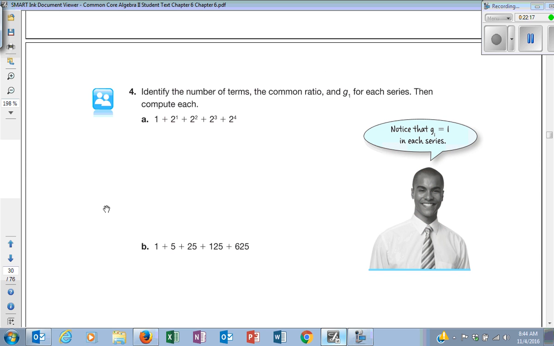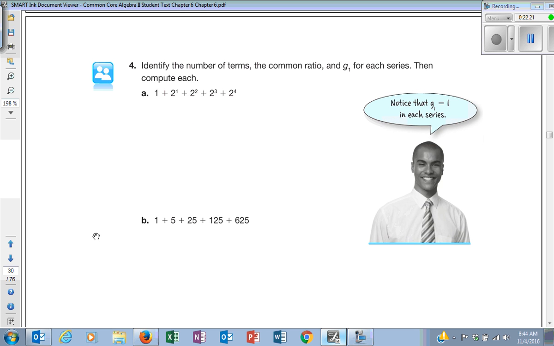Identify the number of terms, the common ratio, G1 for each series, then compute. So right here, let's do this one. What is the number of terms? How many terms are there in A? Does everybody see how there's 5? 1, 2, 3, 4, 5. What is my common ratio?